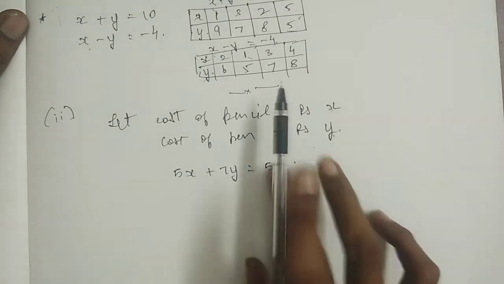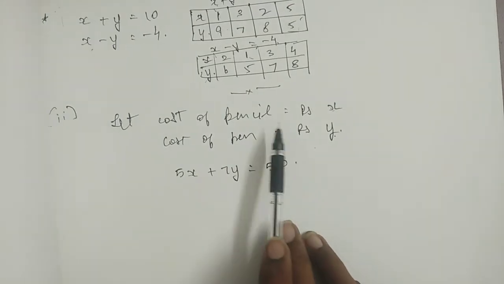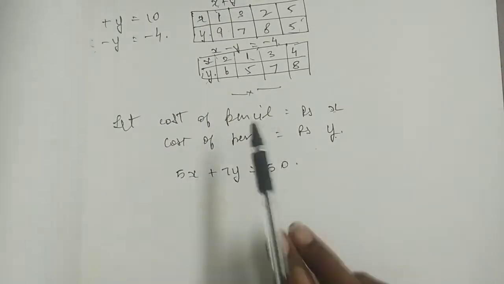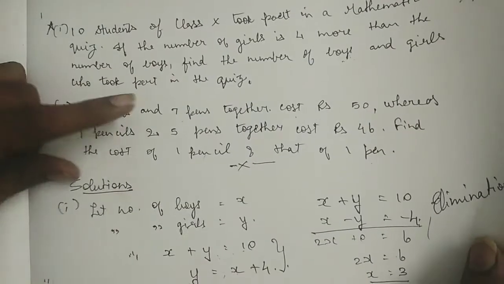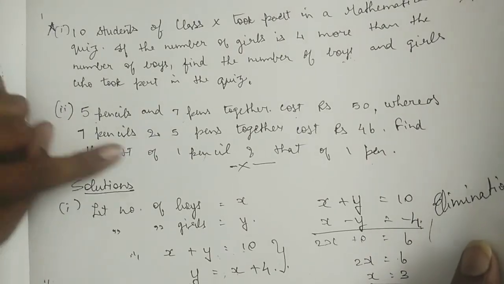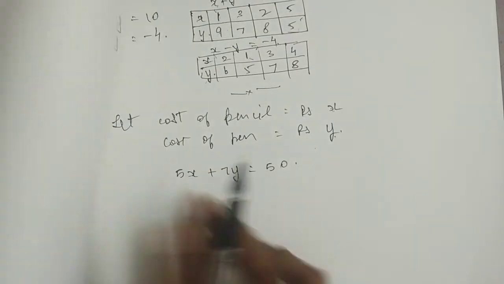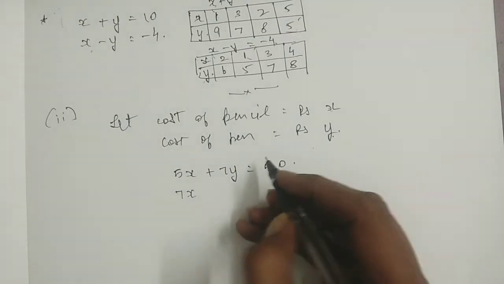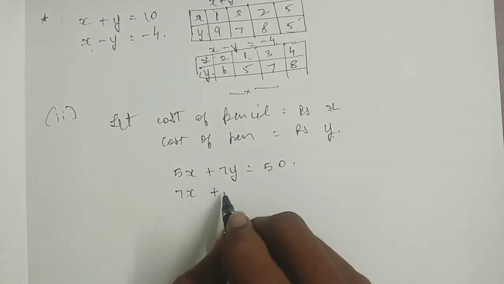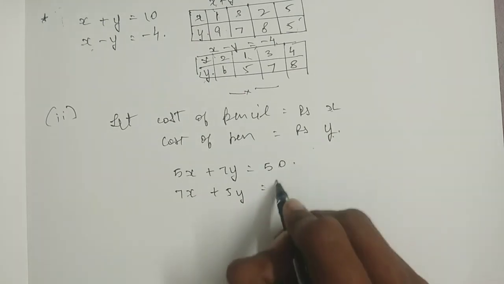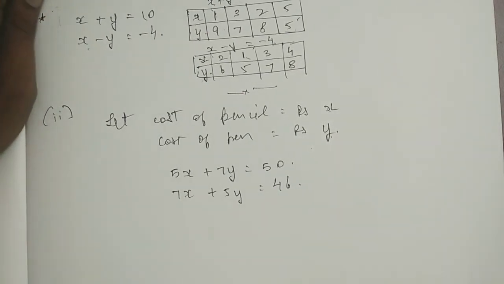Together, the total cost of buying 5 pencils and 7 pens is 50 rupees, right? 5 pencils and 7 pens will be 50 rupees. Similarly, we can form the other equation. The next one says that 7 pencils and 5 pens together cost 46. So we just need to interchange the coefficients of the variables: 7x plus 5y is equal to 46 is the given data, right?